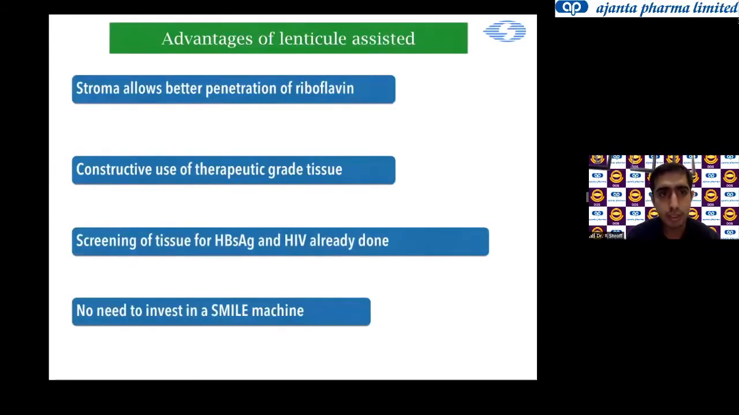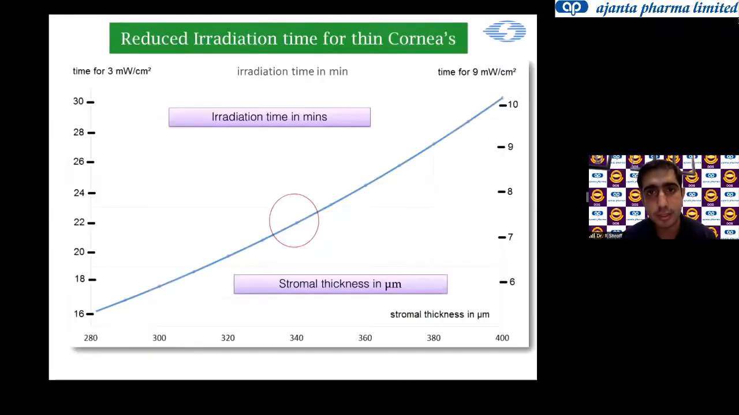So the advantages, as I mentioned, is that the stroma allows better penetration of riboflavin, constructive use of therapeutic grade tissue, which may not be used otherwise. The screening of the tissue is already done, and in this particular case, you didn't have to invest in a SMILE machine. In COVID times, and just now with the shortage of eye bank tissue, I particularly recommend that.